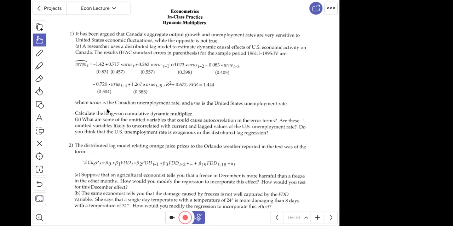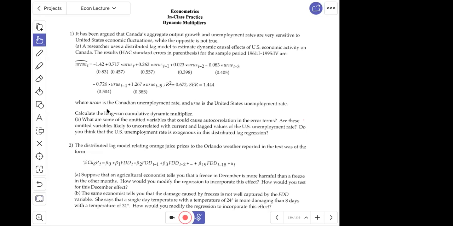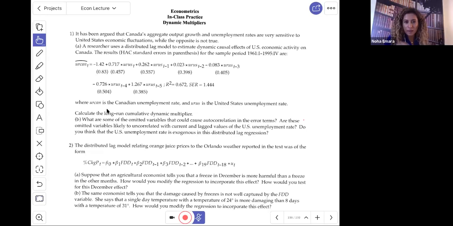Ignore that first number, it's the coefficient of the intercept. So really, it's not related to the unemployment rate in the US. You'll just look at anything that has an attached variable.